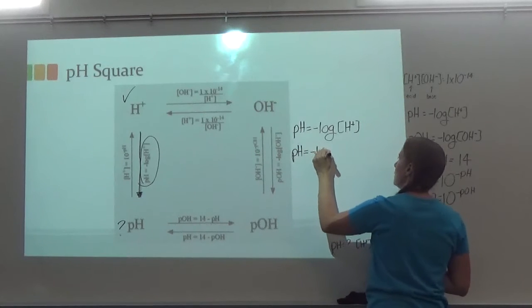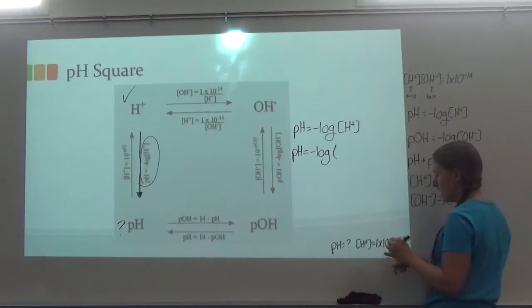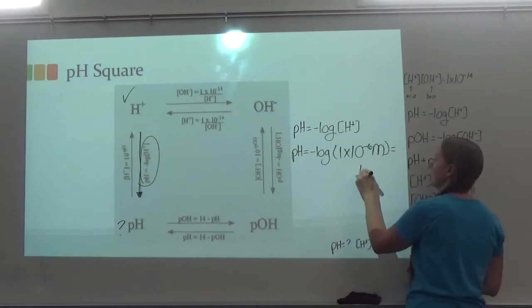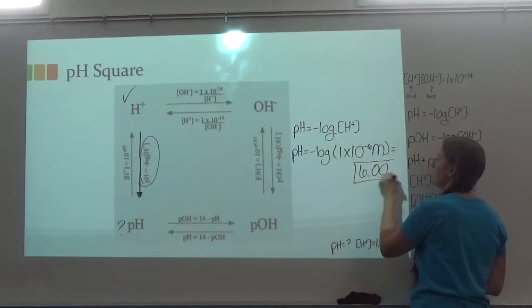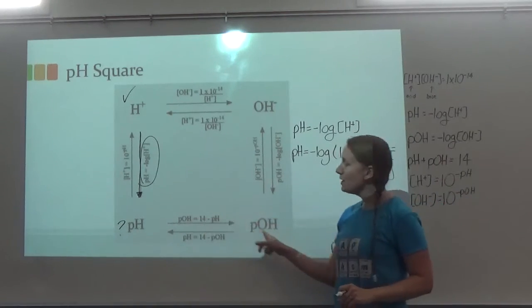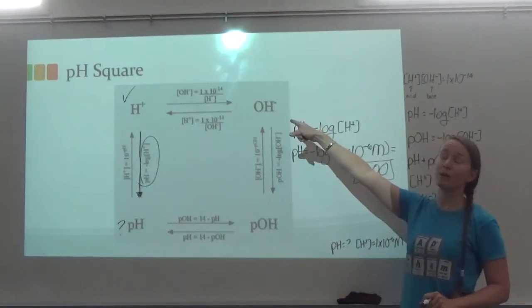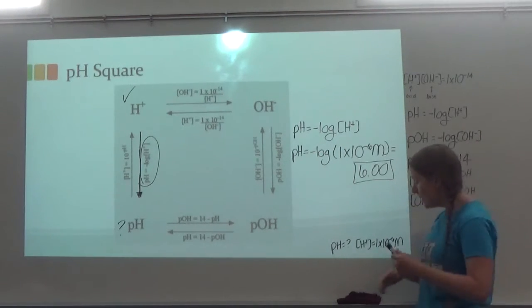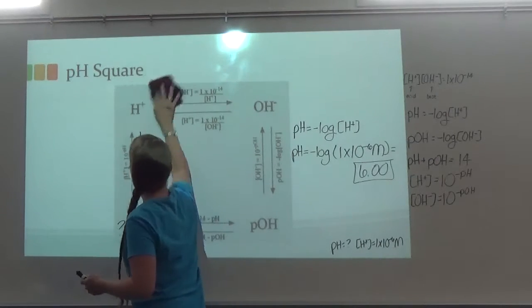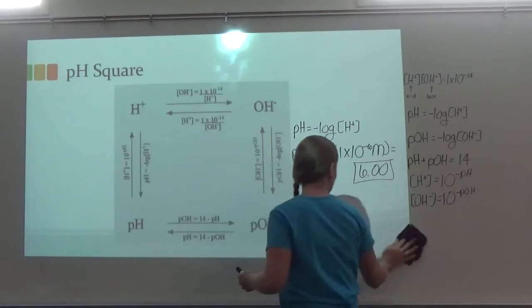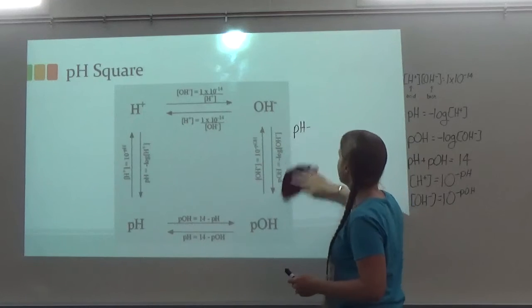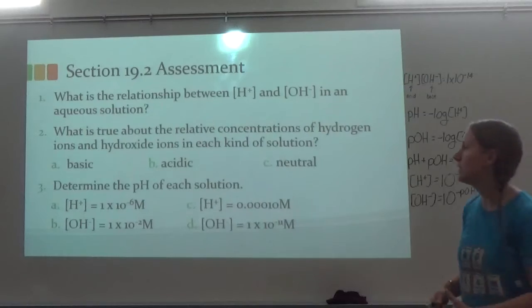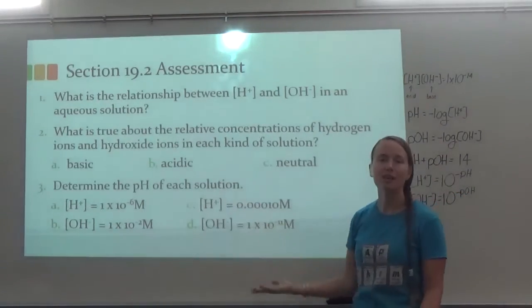So pH equals negative log of my H plus, which was 1 times 10 to the negative 6 molar. And so once I solve that, I get 6.00. Remember, pH and pOH have no units. H plus and OH minus have to have molarity. Alright, and so that's all you do for these. So maybe, especially if you were having trouble following the pH square in the first part of the video, maybe pause it and try the next couple on your own. Or watch me do another one and then try one. So maybe watch me do part B and then you can try C and D.